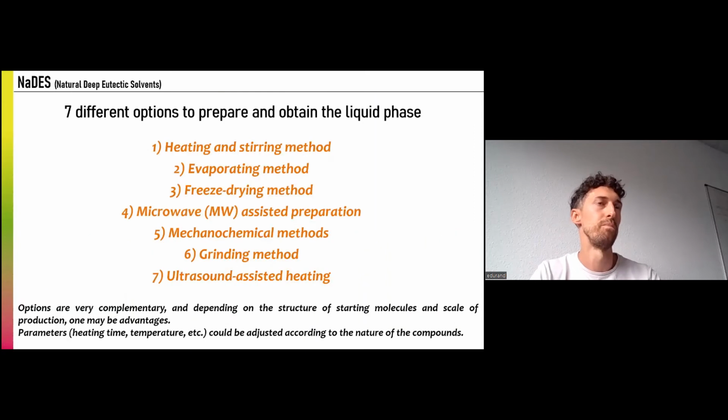And I guess this number is expected to increase and maybe reach the same number as ionic liquids in the next few years. So you know that there are different options to prepare and obtain the liquid phase, and we have seen the different options in the first presentation. And all these options are very complementary, and depending on the structure of the starting molecule and also the scale of production, one may be advantageous, and the different parameters could also be adjusted.